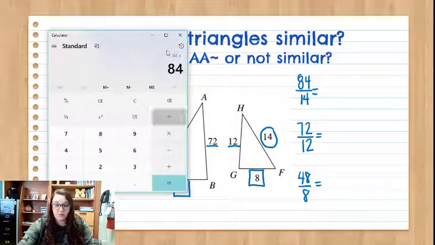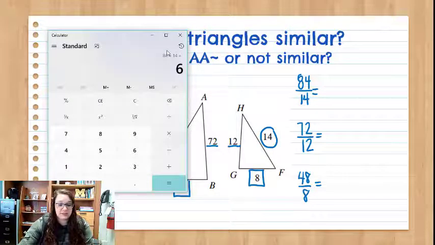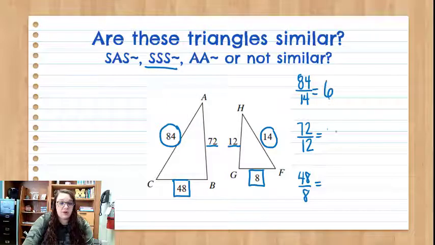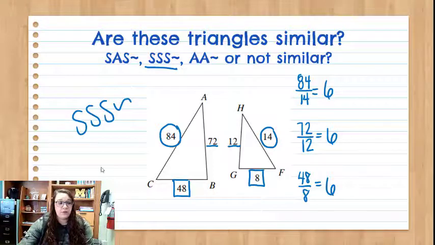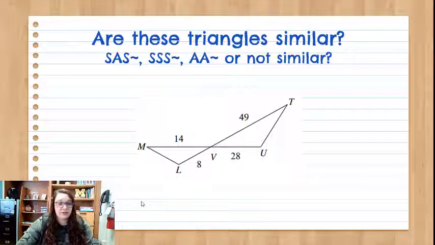Let's see, 84 over 14 is 6. 72 over 12 is 6. 48 over 8 is 6. So since they are all 6, they are similar by side, side, side similarity. Let's move forward. Here's another one. Take a look at it and see what you think.